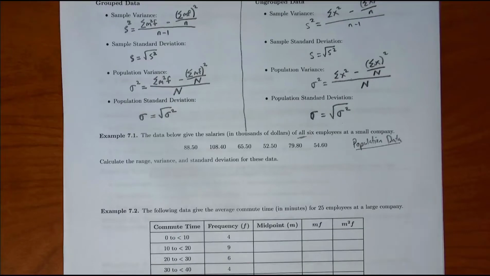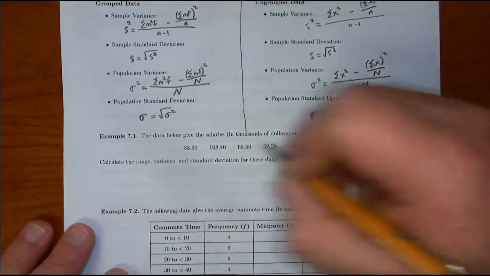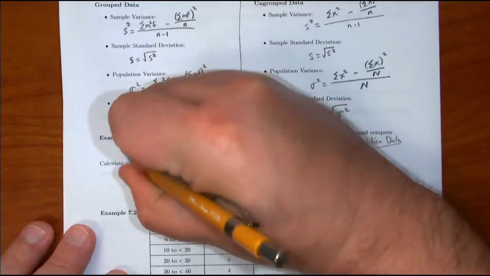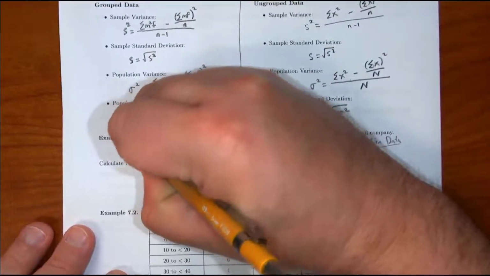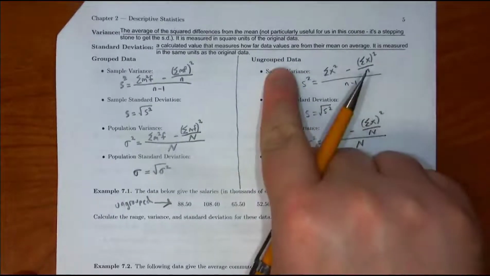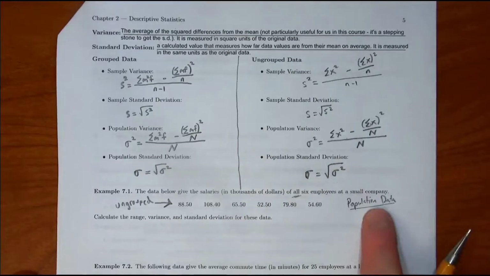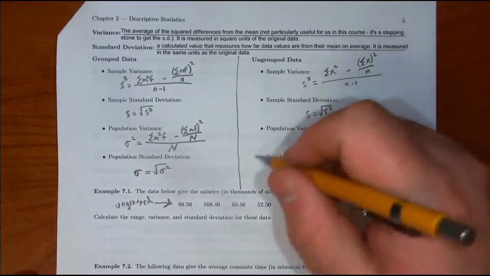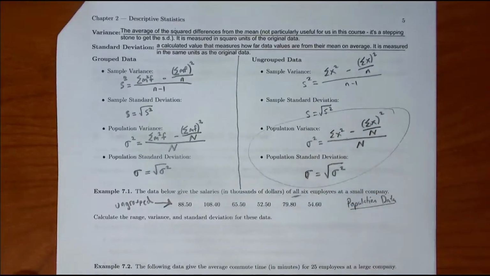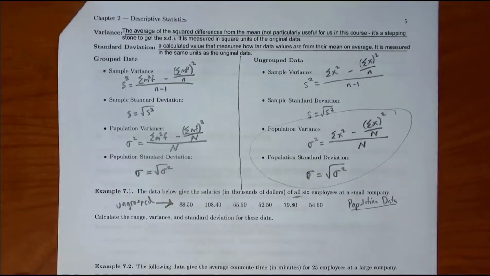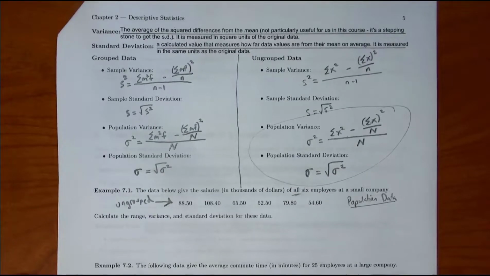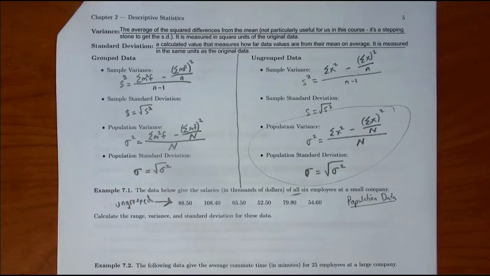By the way, it's ungrouped. It's just a list of numbers, which is ungrouped data. So we have ungrouped data, population data. So we're going to be working with these formulas. Very important that you choose the correct ones. Otherwise, you'll get the wrong answers. You have to choose the right ones.